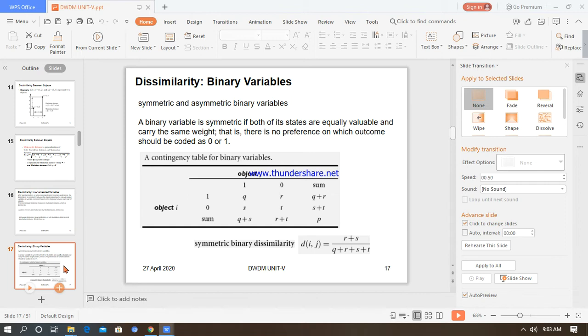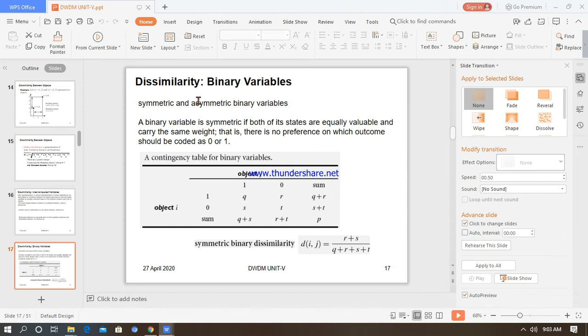The second one is binary variables. In binary variables we have two things, symmetric binary variables and asymmetric binary variables. A symmetric binary variable is something like gender, which has males and females almost the same or approximately similar in number. Suppose we have 100 records, 100 data items: for a symmetric binary variable like gender, at least 50% will be male and the other 50% female.